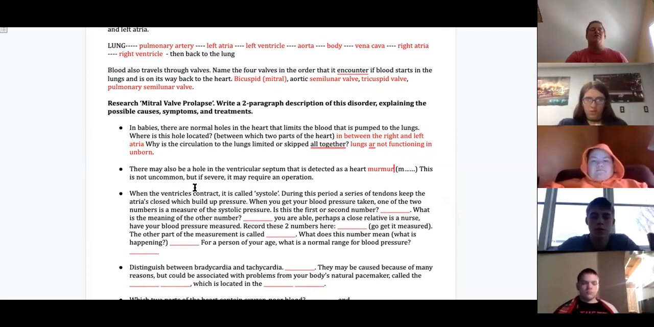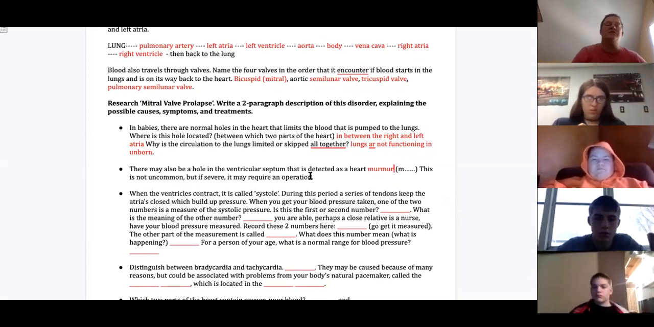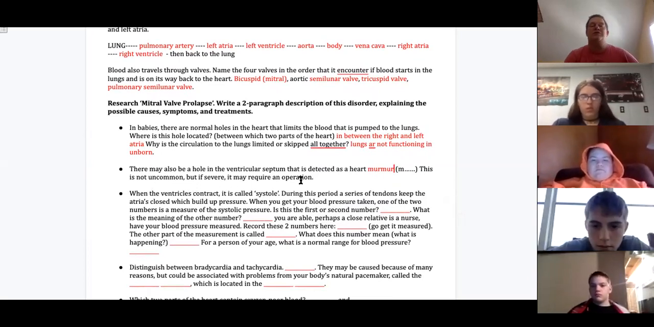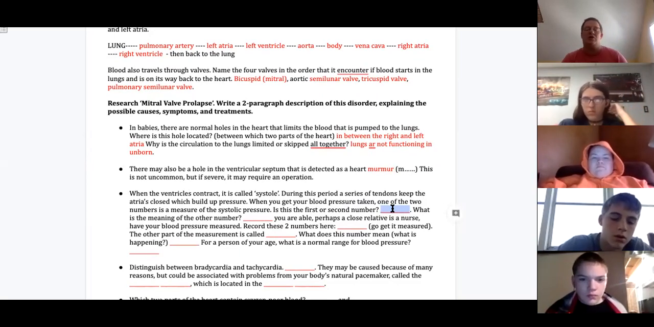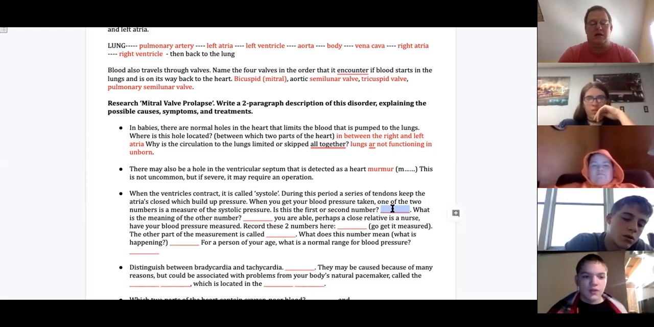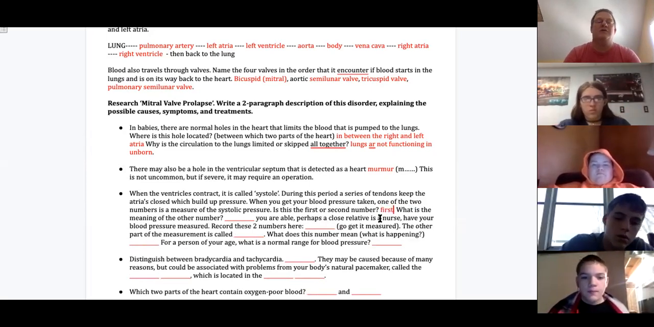All right, when the ventricles contract, it is called systole. During this period, a series of tendons keep the atrias closed, which builds up pressure. When you get your blood pressure taken, one of the 2 numbers is a measure of the systolic pressure. Is this the first or the second number, your systolic pressure? Anybody know? It's the first one.